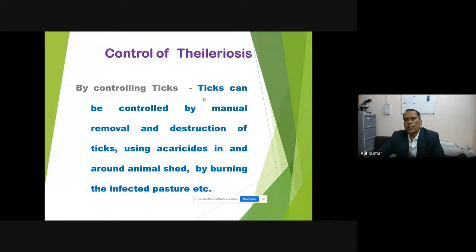Then control of theileriosis: because it is a tick-borne disease, we control it by controlling the ticks, by mechanical methods such as manual removal of the ticks from the host, and by using acaricide on the host body as well as in the animal shed. Only 20% of the tick population is found on the host, while 80% is found in the animal shed, on its surfaces, holes and walls. So we use insecticide on the animal as well as in the animal shed, so we can control the tick population fully and ultimately control the different tick-borne diseases.